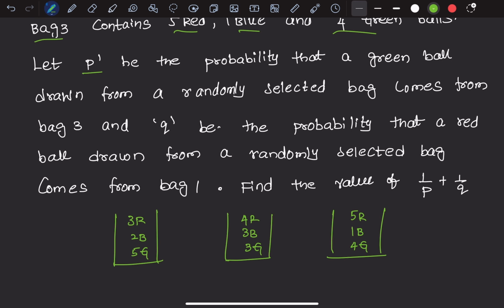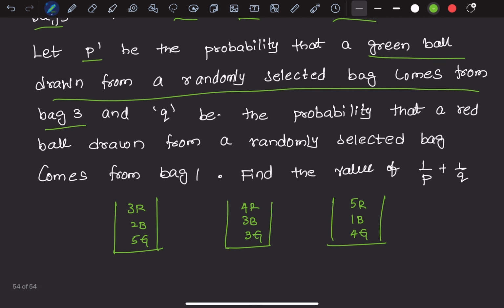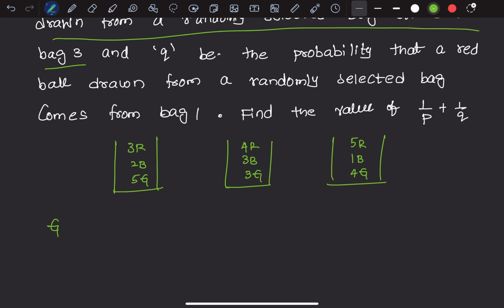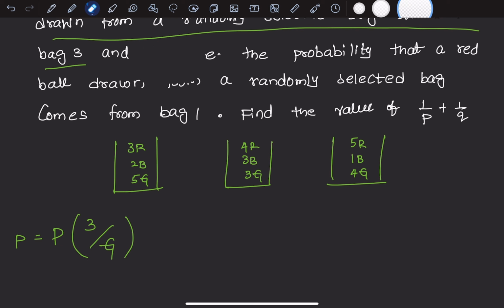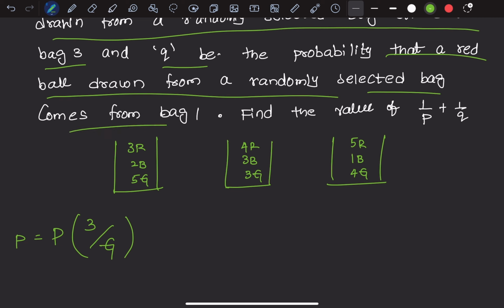So let P be the probability that a green ball drawn from a randomly selected bag comes from bag 3. So you are selecting a green ball, and that has to come from the third bag. So this is the probability that they are asking. So this is P. And Q be the probability that the red ball drawn from a randomly selected bag comes from bag 1. So Q will be, you are selecting a red ball and that has to come from bag 1.